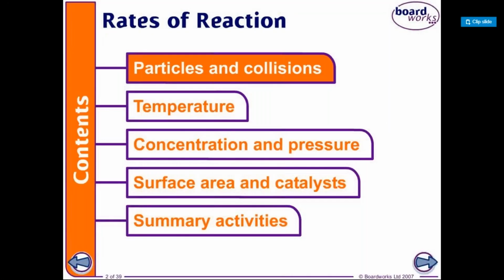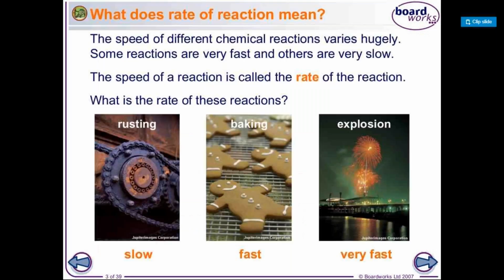Hello guys, today we'll speak about the rates of reaction and the factors that are affecting the rates of reactions. First of all, as you know, the speed of different chemical reactions varies hugely. Some reactions are very fast and others are very slow. The speed of a reaction is called the rate of the reaction. As you can see from the following pictures, some reactions can happen really fast. Some of them proceed for a long time, such as in the case of rusting.